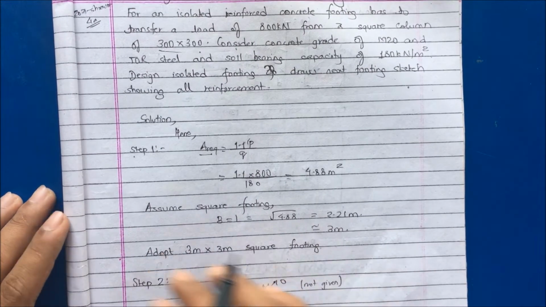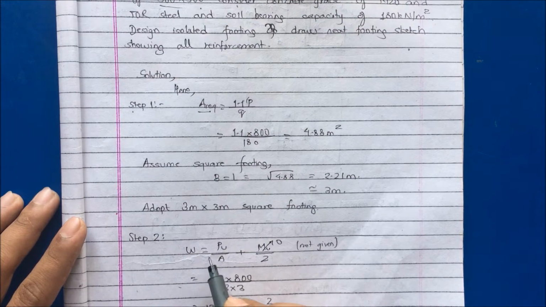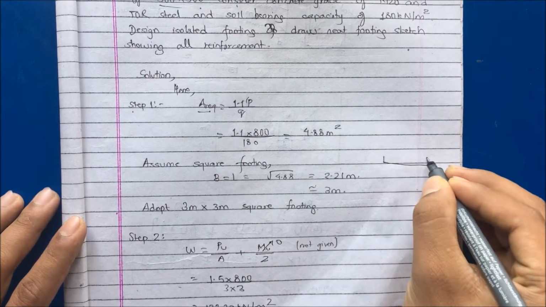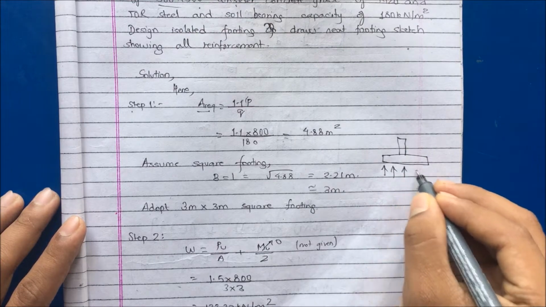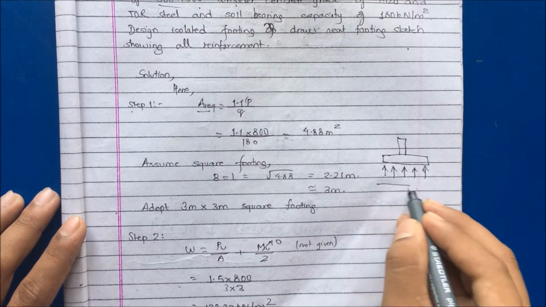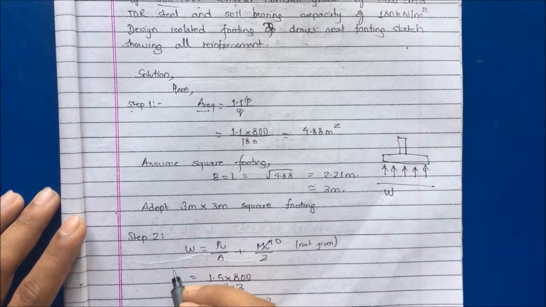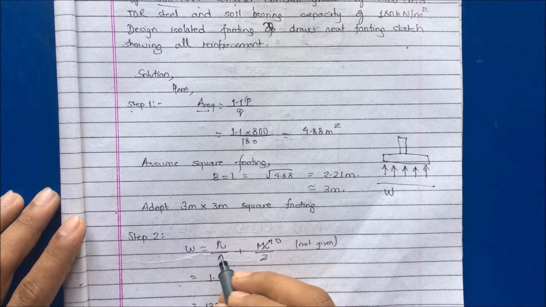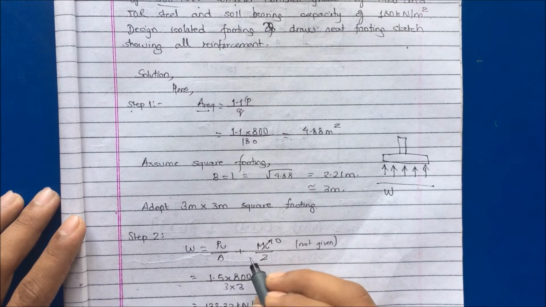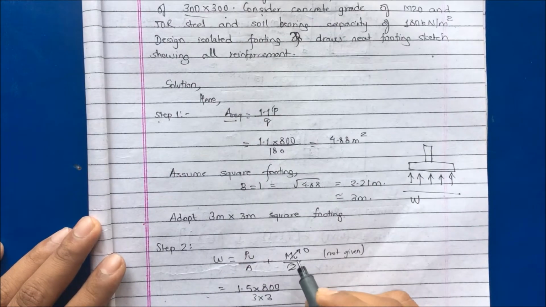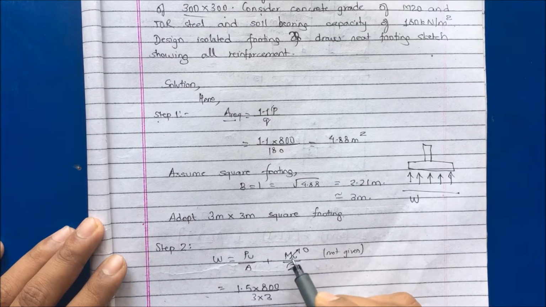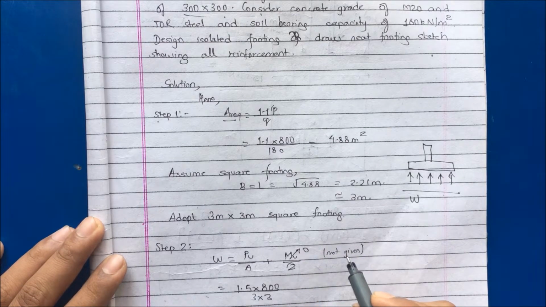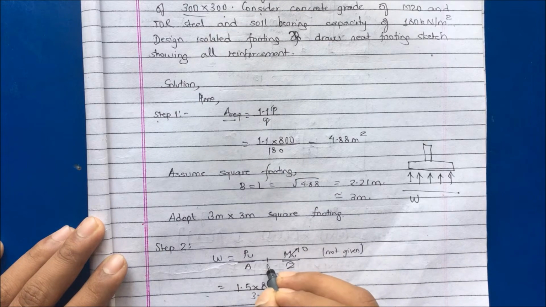Step number 2 is to calculate the pressure under the footing. If this is a footing, then it will be subjected to a pressure from the soil. So we have to calculate this, which is W. Then we have a formula for it. W is equal to Pu by A, this is the ultimate load, plus Mu by Z, this is the moment, and Z is the section modulus. For our question we are not provided with any moment, so we are not taking it. So Mu is equal to 0, not given in the question. If it was given, then we would have to substitute it. It will be a plus minus over here.